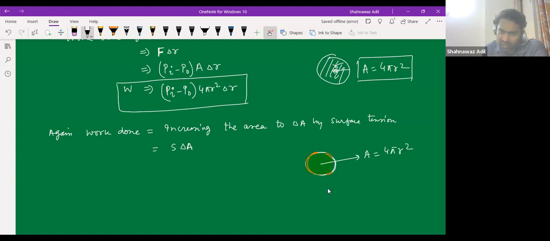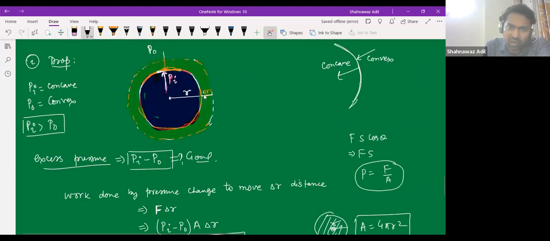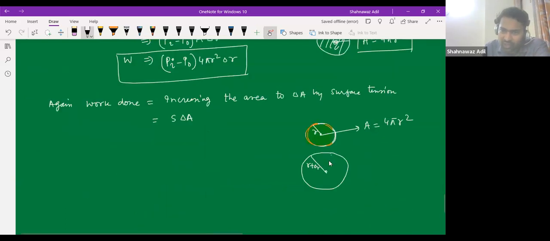Right. Now we have increased the area. So this had the radius r. Now we have increased the area to radius how much? R plus delta r. This is the new radius. So the increase in area would be how much? The increase in area would be this surface minus this surface. So let's say this is A prime. This is 4 pi (r plus delta r) whole square. This is the new area that we have.